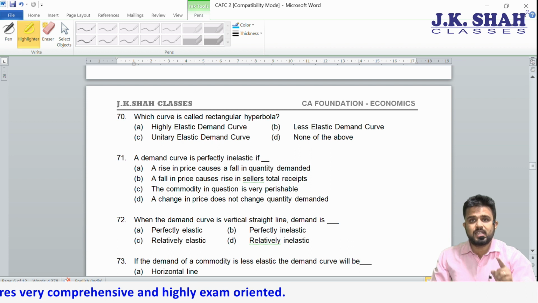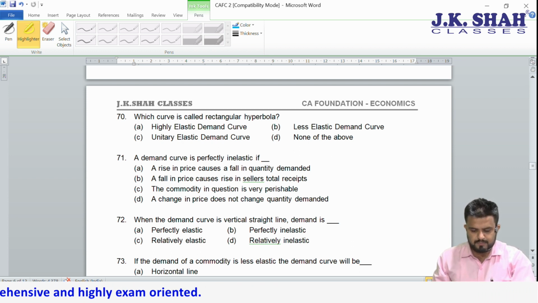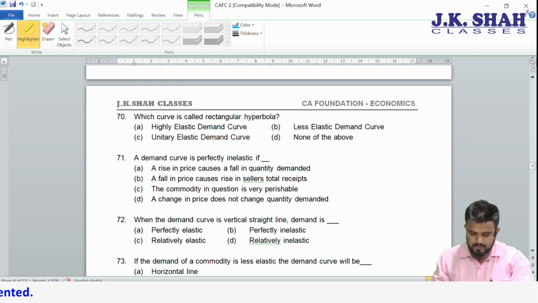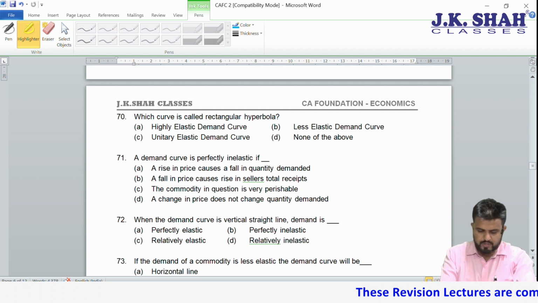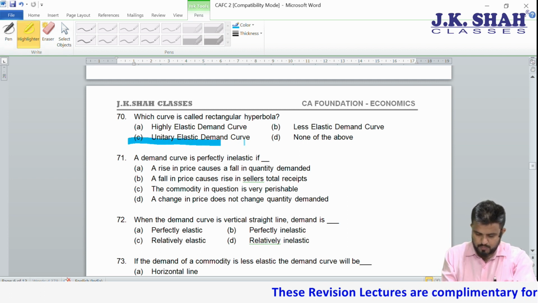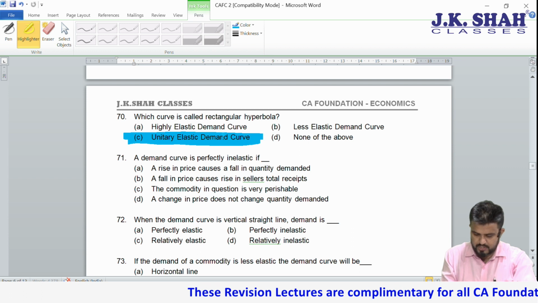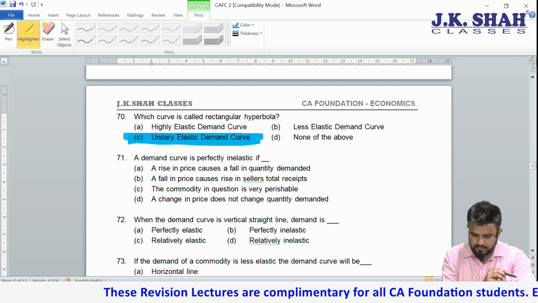Now moving to the 70th MCQ, 70. Question is, which curve is called rectangular hyperbola? So can I say it is unitary elastic demand? Very simple. Option C is correct, unitary elastic demand, rectangular hyperbola.